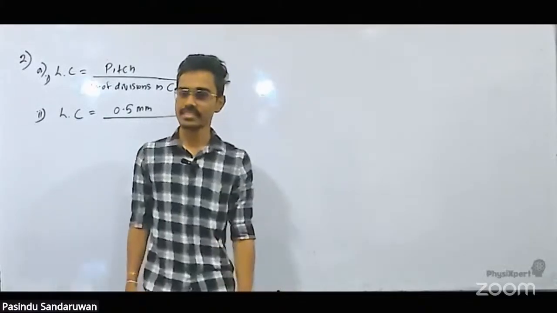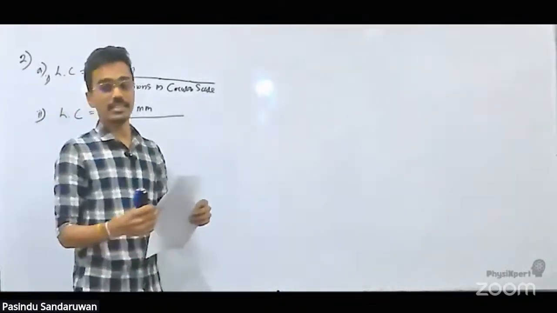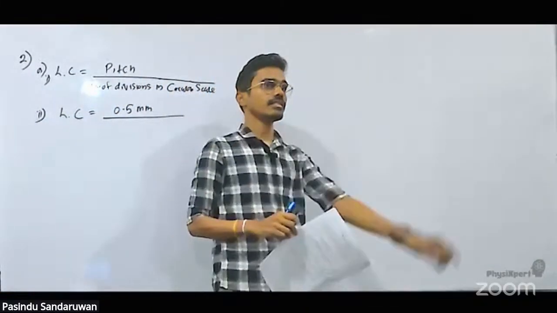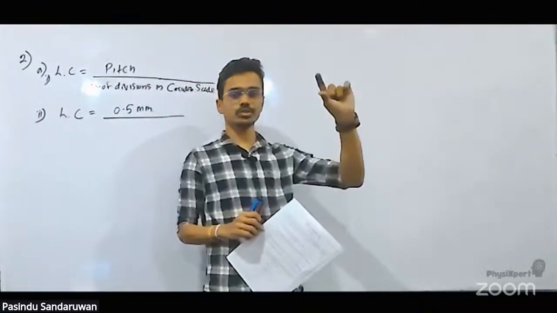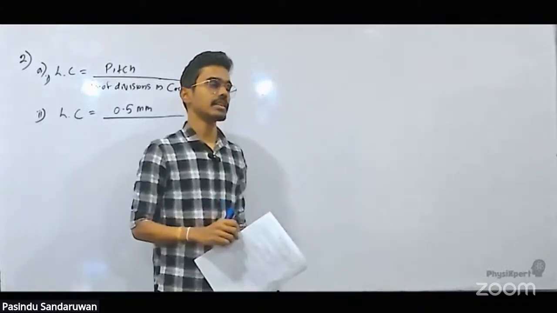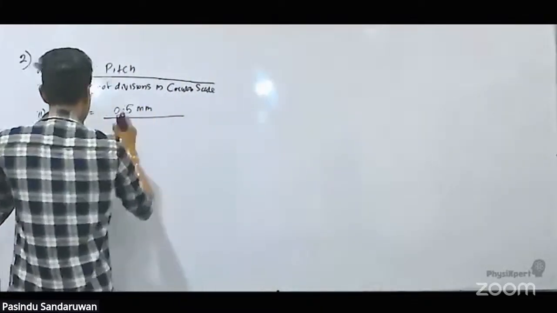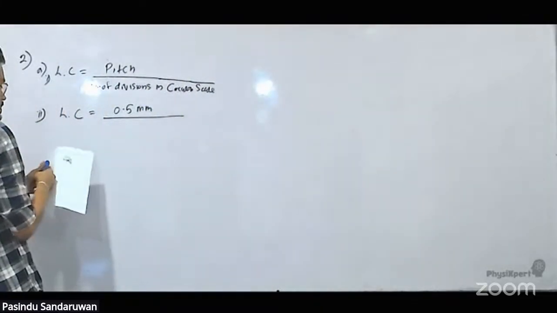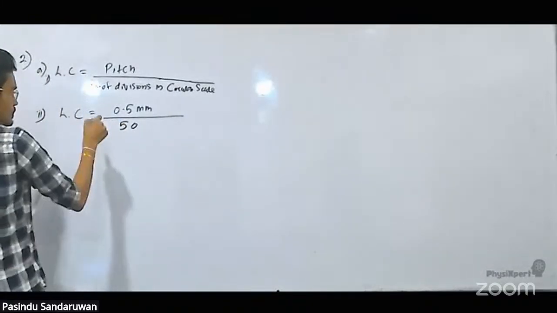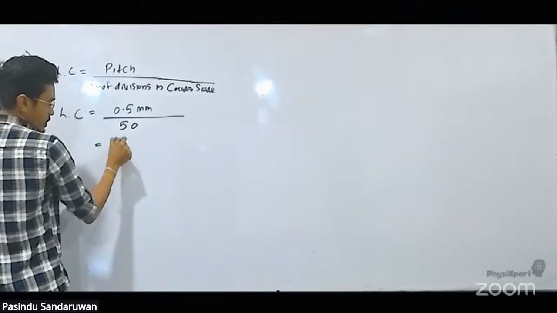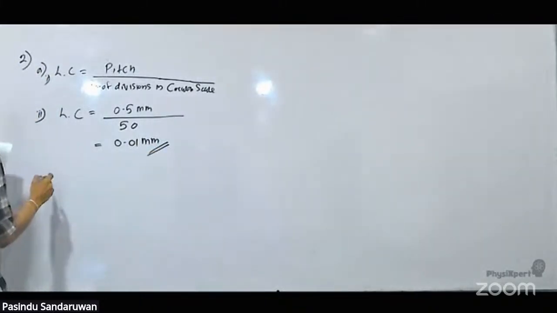These are theory parts. The distance traveled in one full rotation. Correct. The distance traveled by the screw tip in one complete rotation of the circular scale, right? The distance traveled by the screw tip for one complete rotation of the circular scale is called pitch. Now, in this case, that is 0.5 and the number of divisions is 50. 0.5 over 50 is 0.01 millimeters. B.